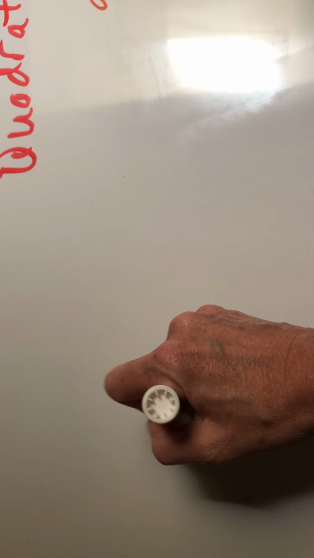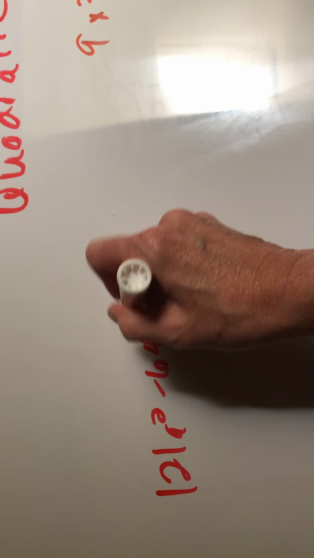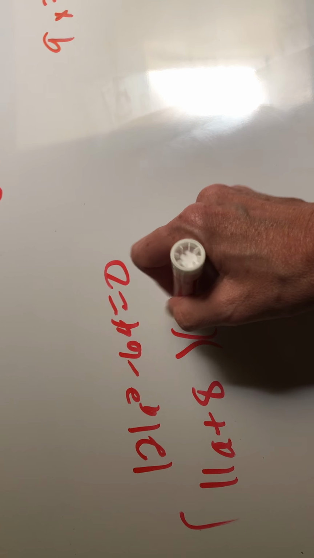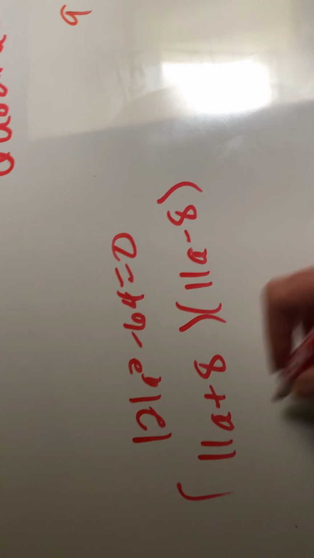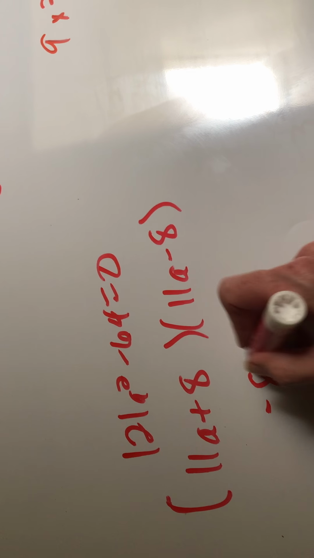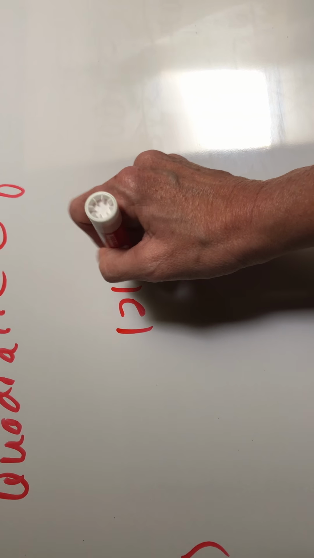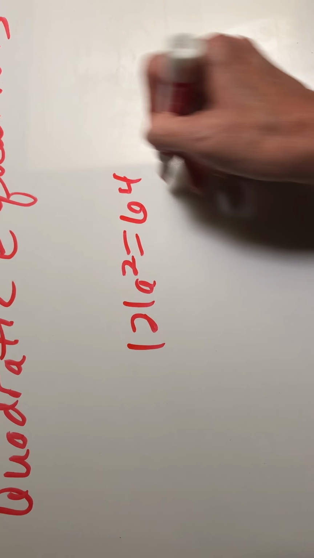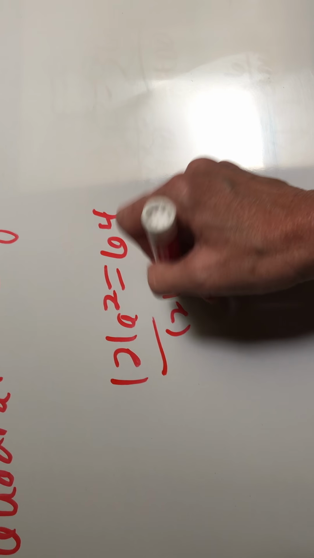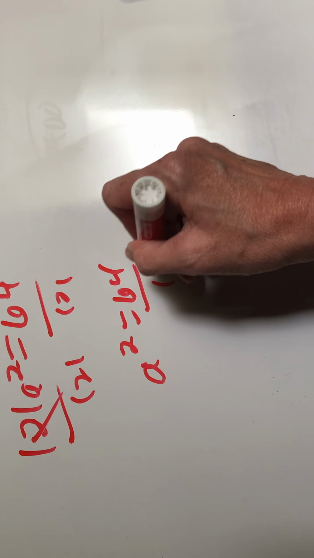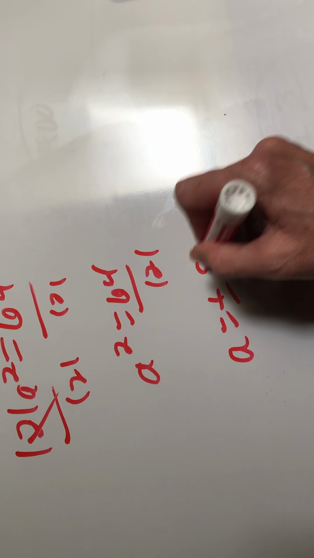So we've got 121a squared minus 64 equals 0. So it'd be 11a plus 8, 11a minus 8 if you factored it as the difference of two squares. Then it'd be negative 8 over 11 and positive 8 over 11. Or you could isolate the a squared. Then divide by 121. And then a squared is 64 over 121, so a is plus or minus 8 over 11.